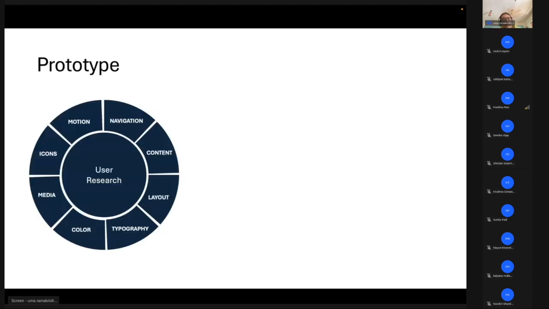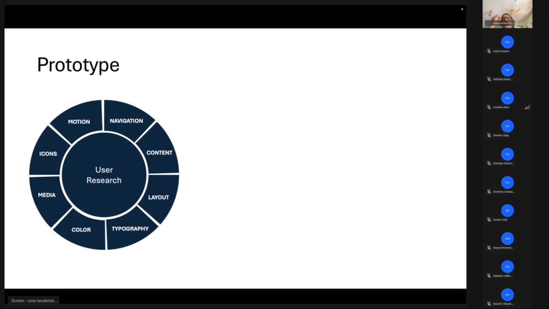The next step is where your actual UX UI design starts. The design phase of the life cycle starts coming in. So this is called the prototype phase. And in a prototype phase, the design is made up of a lot of elements. And when you bring these elements together, that creates your design story.